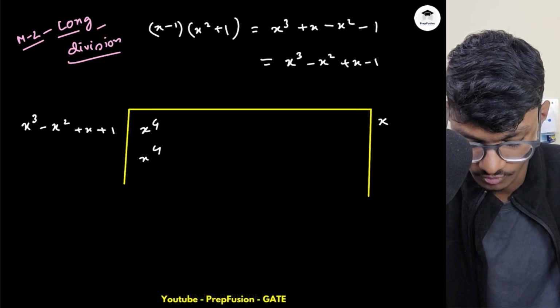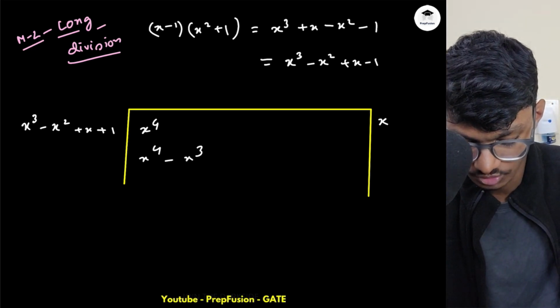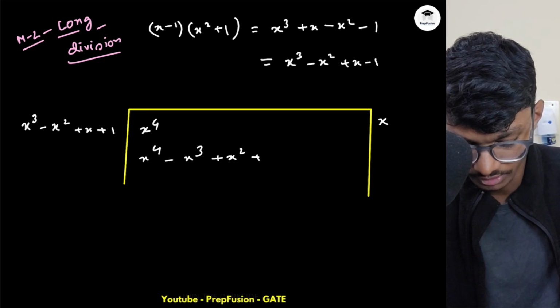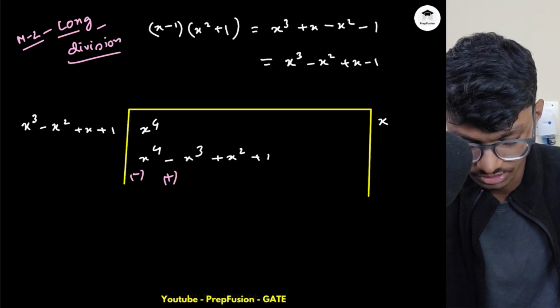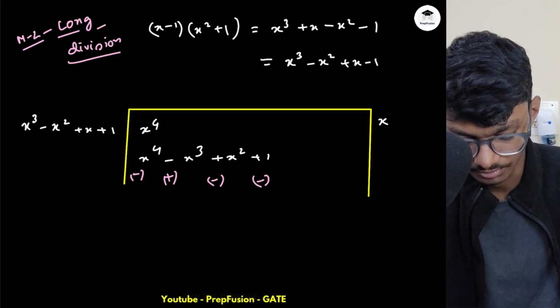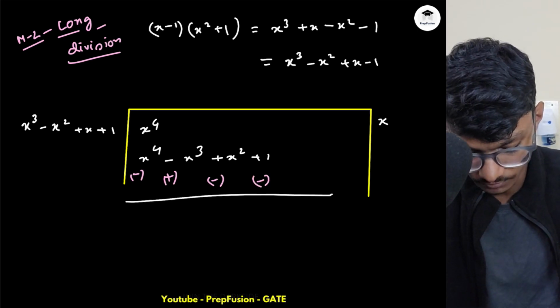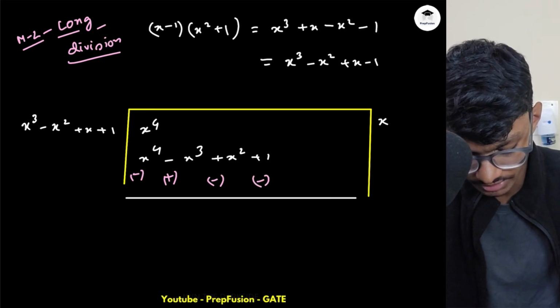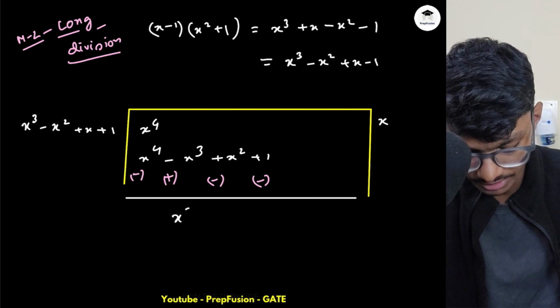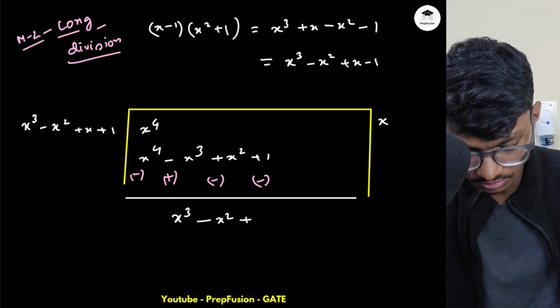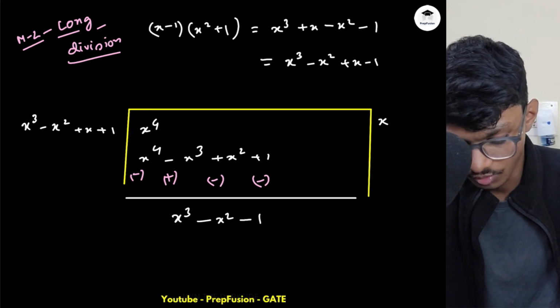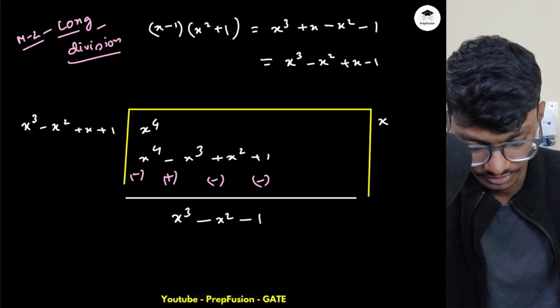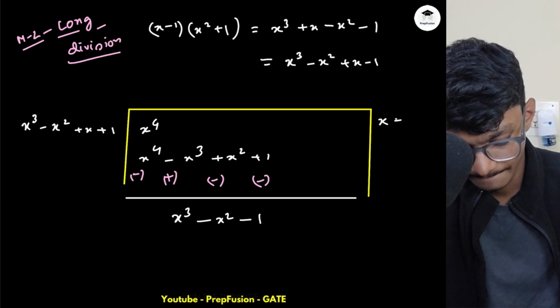So this will be x raised to power 4. This will be minus x cube plus x square plus 1. And obviously I hope you remember how to do the divisions. You change the signs, minus minus. So this will be 0, this will cancel out. This will be x cube minus x square minus 1. Now x cube is already present over here, so I will write x plus 1.